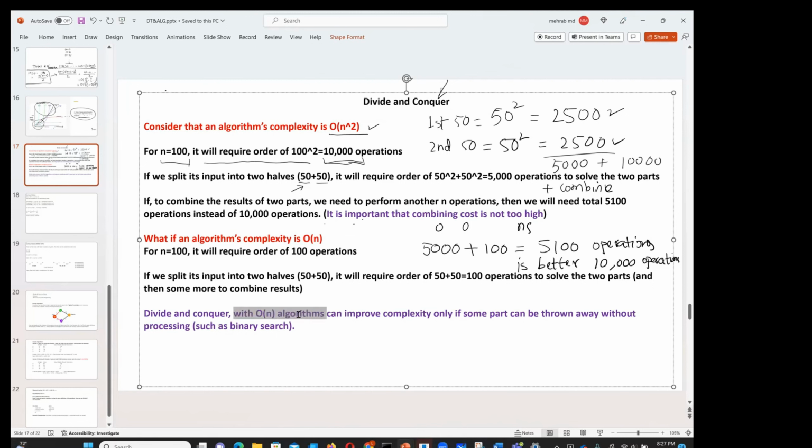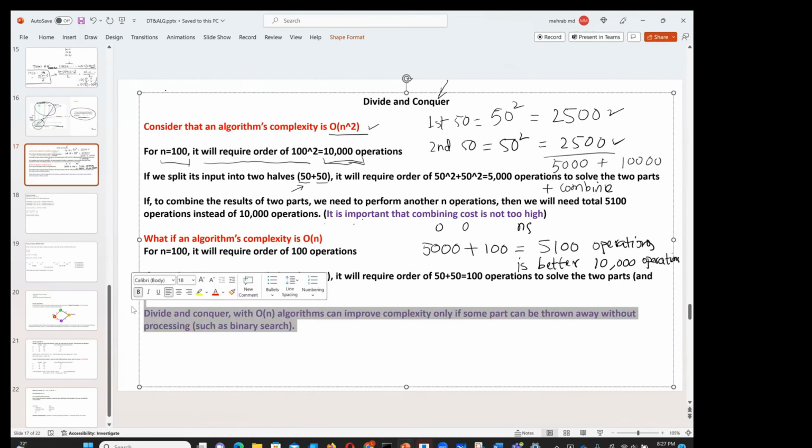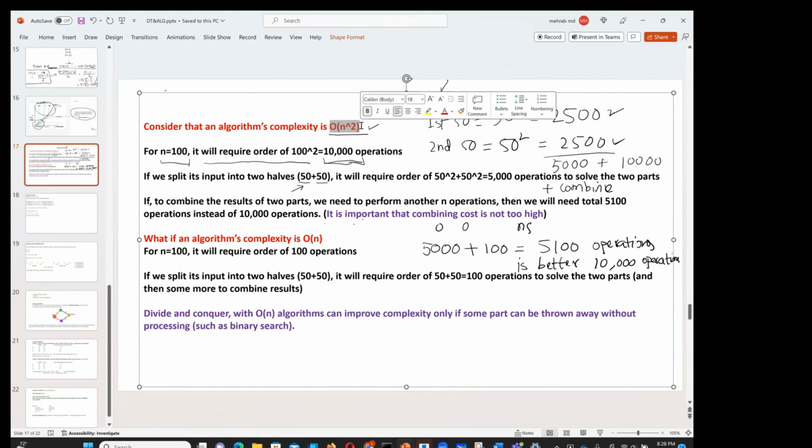But an order of n algorithm can improve complexity only if some parts of it can be thrown away. So we'll actually talk about this later. The point I'm trying to say is divide and conquer sometimes may help if the combine part is not too costly. And depending on what kind of algorithm it was initially, suppose for order of n squared, it may help if the combining cost is low, but for an order of n algorithm, it is very unlikely to help with divide and conquer. Okay, so this is the theory of the thing.